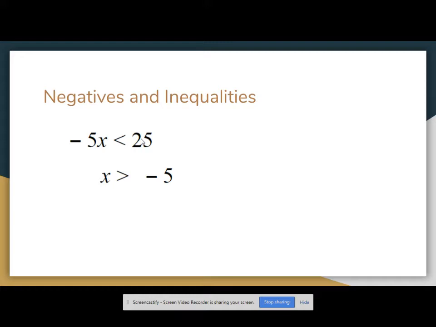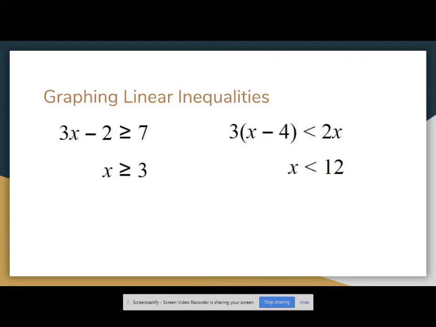So the only way to make this work is if you multiply or divide with a negative number, we're going to flip the symbol around. Instead of less than, it becomes greater than. Really, if you divided both sides of an equal sign by -5, and you flip the equal sign around, nothing changes. It's still an equal sign, so it doesn't really do anything. But with inequalities, it does make a difference.